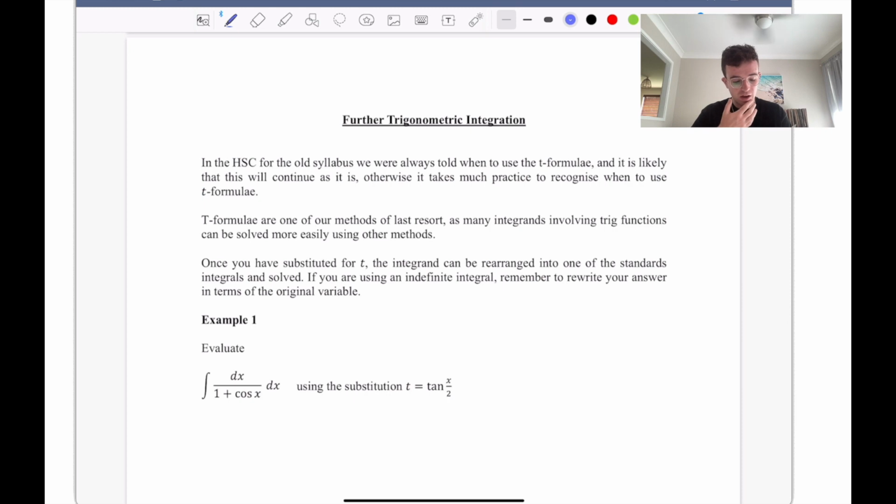Now t formulae are one of our last methods, as many integrals involving trig functions can be solved more easily through other types of substitutions and other methods. Once you've substituted for t, the integral can just be rearranged into one of the standard integrals and then solved. Remember though, if you're using an indefinite integral, remember to rewrite your answer in terms of the original variable, and if you're doing a definite integral, you need to consider, if you're finding x, for example, that it's tan of x on 2, and you need to account for that.